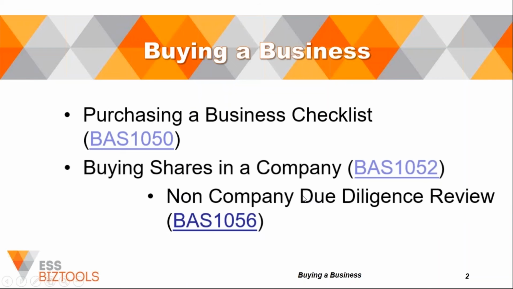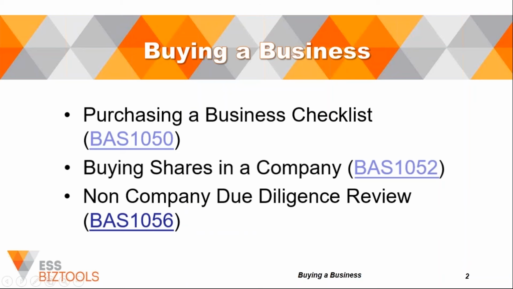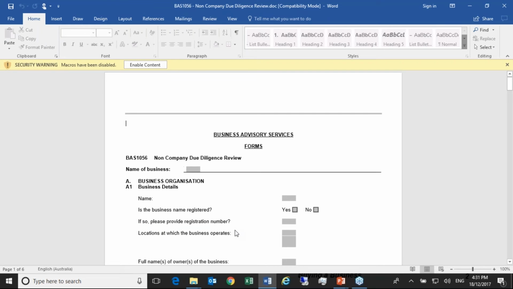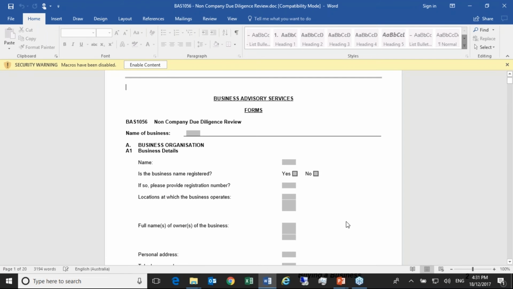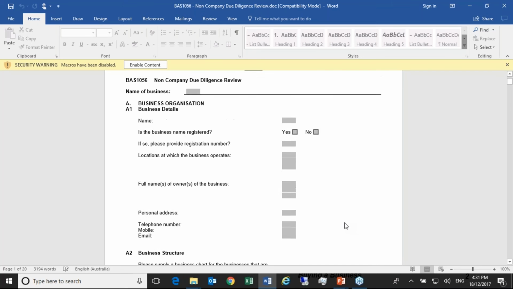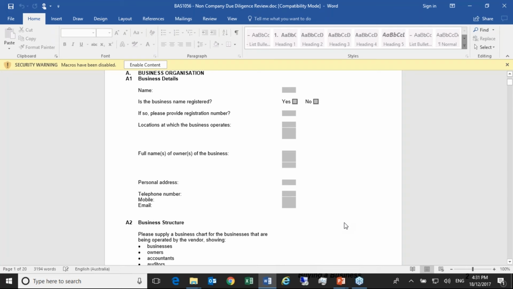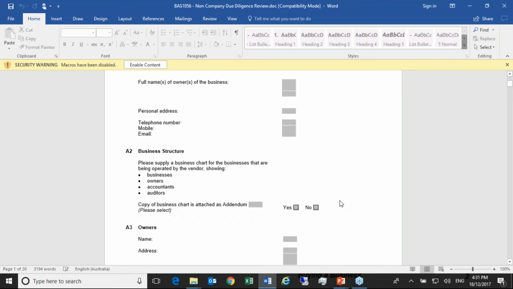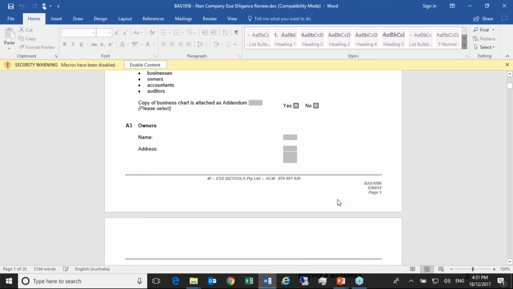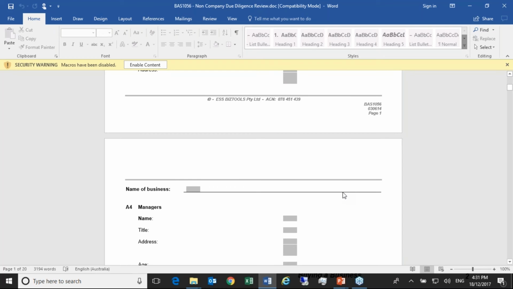The next form we have is where we're looking at acquiring a business, but not from a company, from a partnership or a sole trader. But there's still a requirement for a detailed review to be undertaken of the entire business. Some of these questions are very similar to the ones relating to companies. We've just elected to put them into a completely separate form because it's not a company due diligence form. We're looking at a business due diligence form.